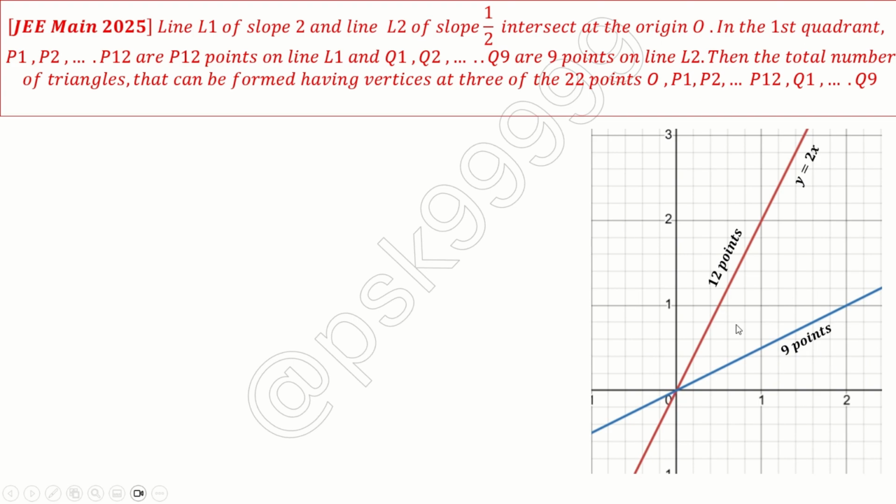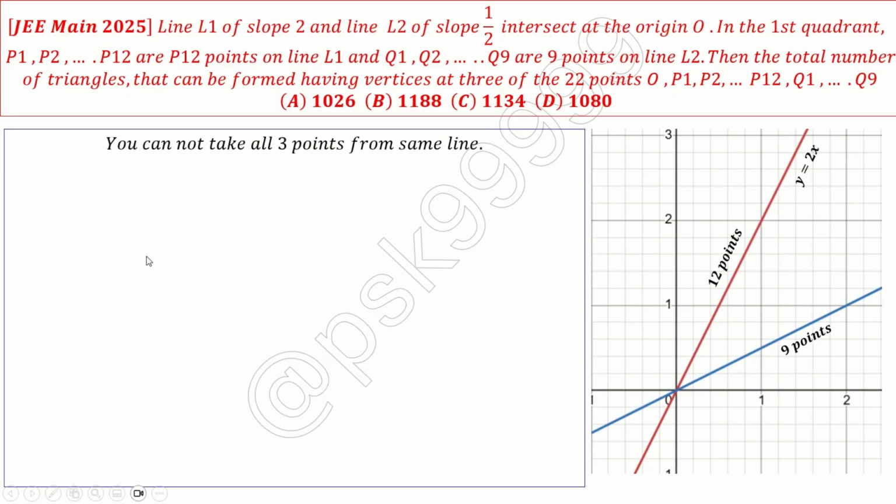The question is simple, just don't make a mistake. We have to consider multiple conditions. What are the conditions we should consider? Answers are given here. The first condition is we cannot take all 3 points from the same line because they are collinear and cannot form a triangle. So we take at most 2 points from one line, and the third point from the other line. Case 1: 2 points from L1 and 1 point from L2.